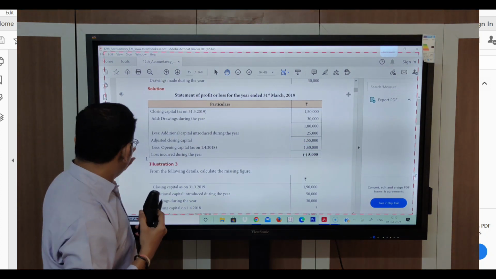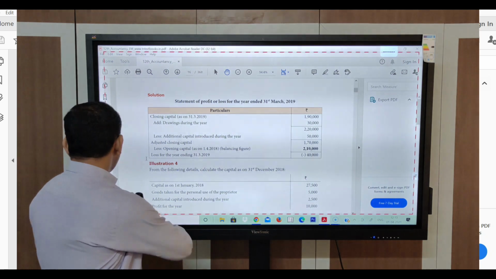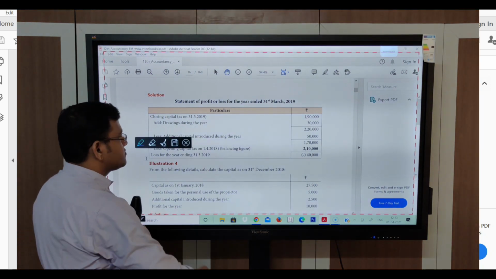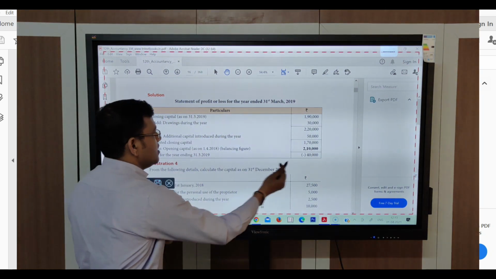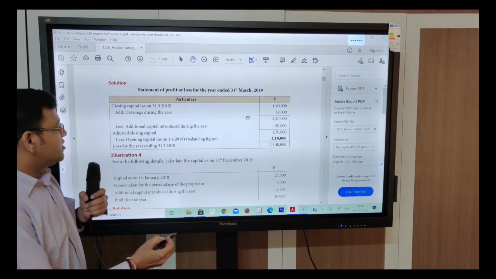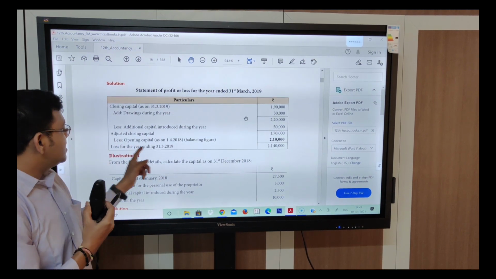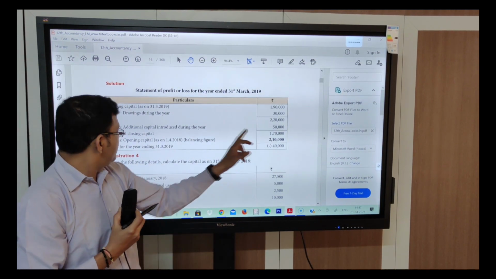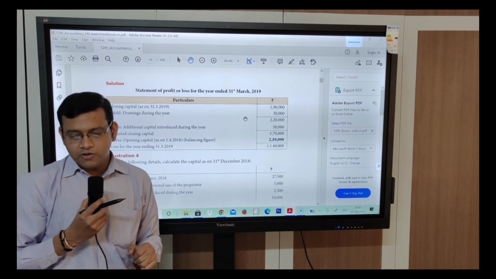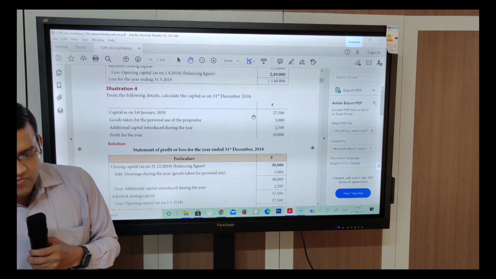So same way, what we will do is, we will find this adjusted closing capital and we will add the loss for the year, and we arrive at the opening capital, which is 2,10,000. So let's quickly get in the next illustration.